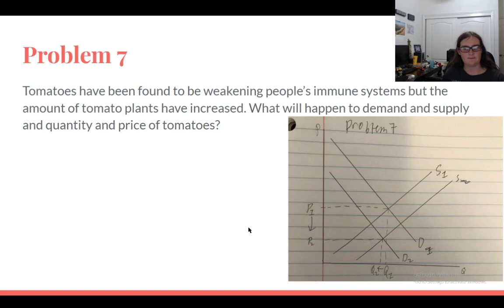For this one, nobody's buying tomatoes anymore because the demand decreased, and because there's more tomato plants, the supply will increase as well. The results of this will mean quantity lowers and price decreases.